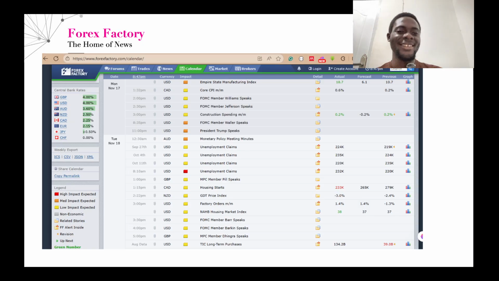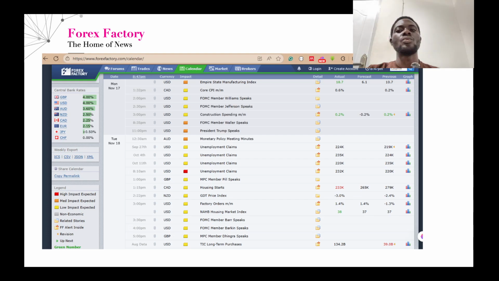It's very, very funny. So Forex Factory is the home of fundamental news, and this is where you can catch all the economic data events, and you can monitor them and then also leverage on them to take profitable trades.